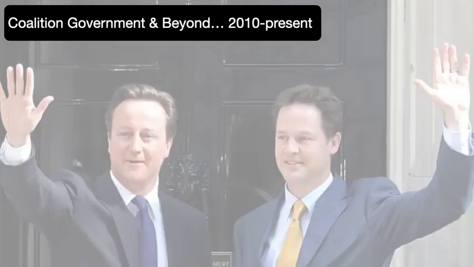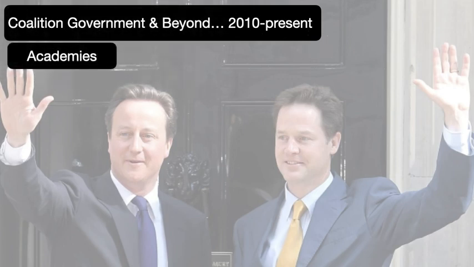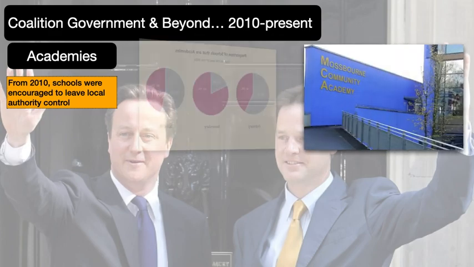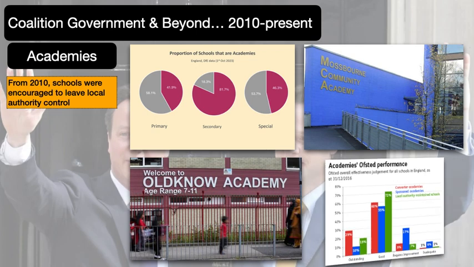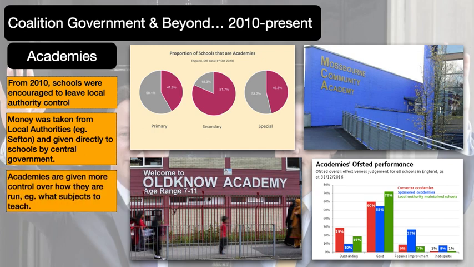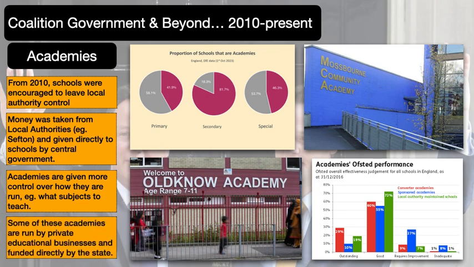They've also continued to promote academies. From 2010, schools were encouraged to leave the local authority control and become an academy. Money was taken from local authorities, for example Sefton, and given directly to the schools by central government. Academies are given more control over how they're run, what subjects to teach, again offering parents more choice. Some of these academies are actually run by private educational businesses and are funded directly by the state.